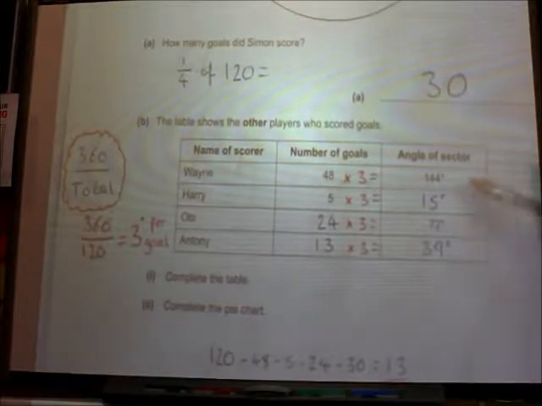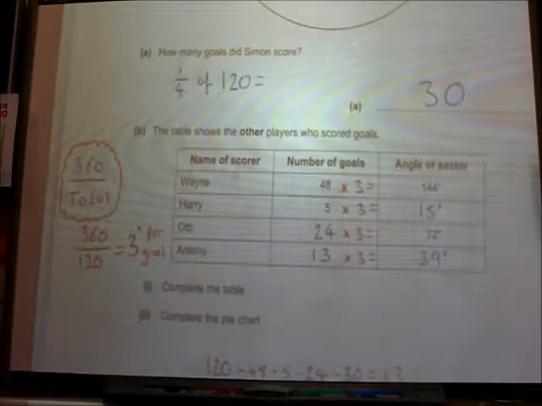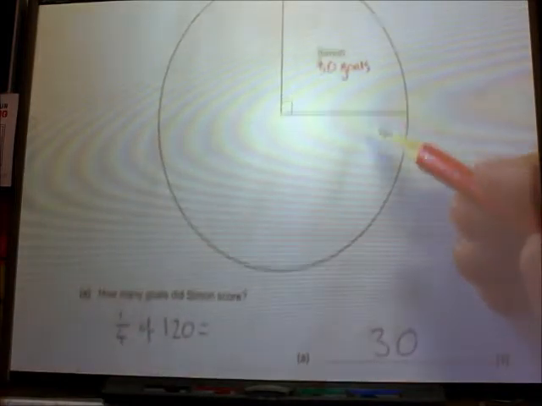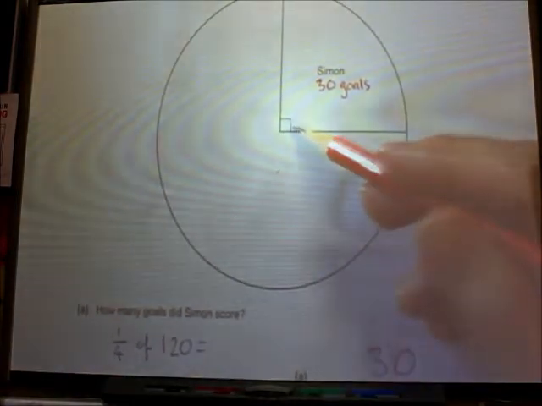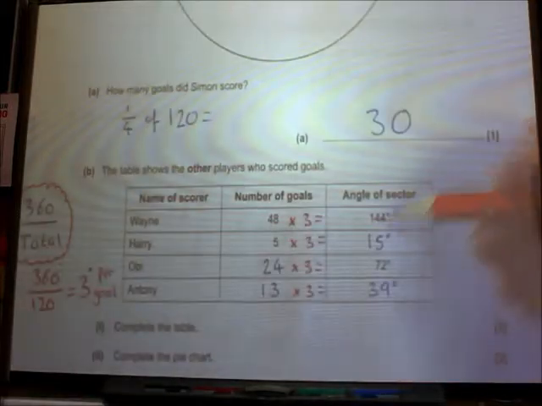So now you've got your angles, you're in a good position to draw your pie chart, which I'm going to show you how to do in case you're not sure. First bit, Simon is already in there. He's on 90 degrees, so he's happy. Next one is Wayne, is 144 degrees.